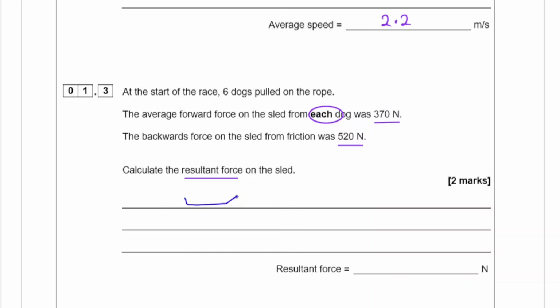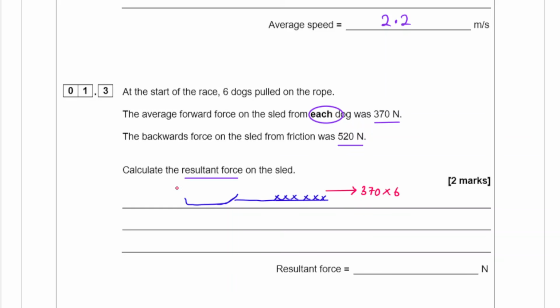Now, if I was to draw a really simple diagram to show this, let's say that's my sled. It's going to look like that. And that's pulled by 6 dogs. So let's say 1, 2, 3, 4, 5, 6 dogs. Now they're saying the force from each dog is 370 newton. So the total forward force has to be multiplied by 6 to give you the total forward force.